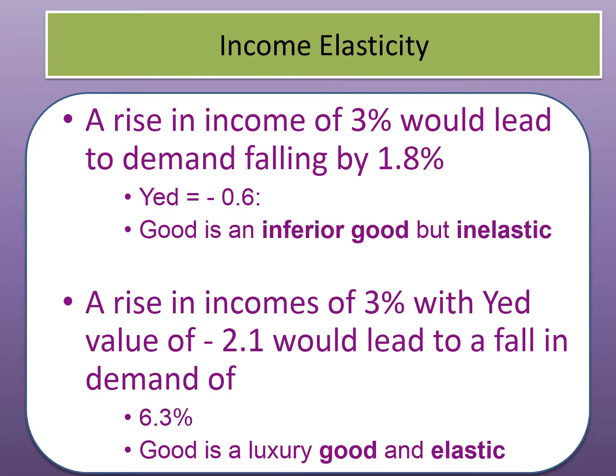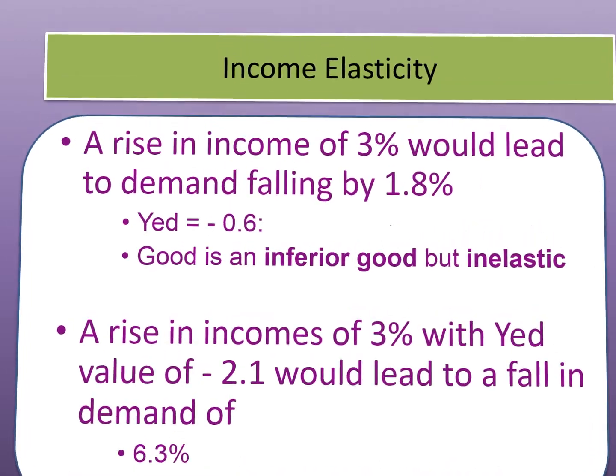So a rise in incomes of 3% with a YED value of 2.1 would lead to a rise in demand. So we've got our YED is now 6.3%. So the good is a normal good, and it is elastic because it is over 1. So it's positive and it's over 1.